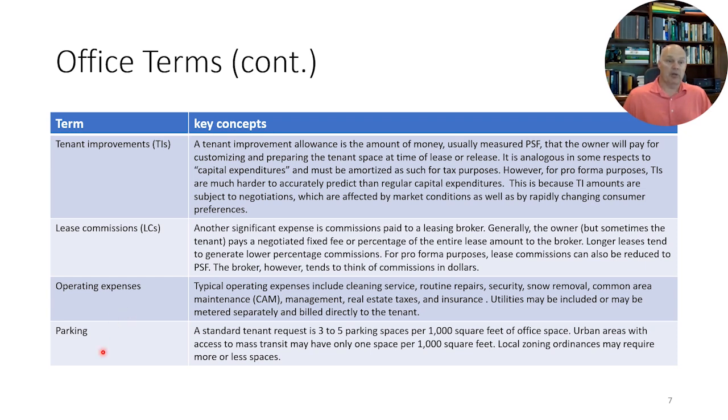And lastly, parking. This is important for any office building. The standard tenant requests 3 to 5 parking spaces per 1,000 square feet of office space. Urban areas with access to mass transit may only have 1 space per 1,000 square feet. Local zoning ordinances may require more or less spaces.